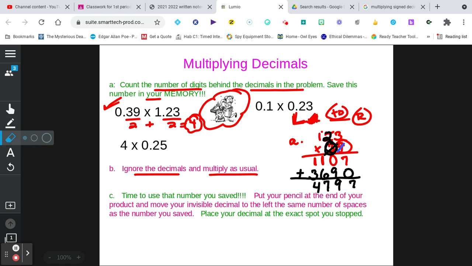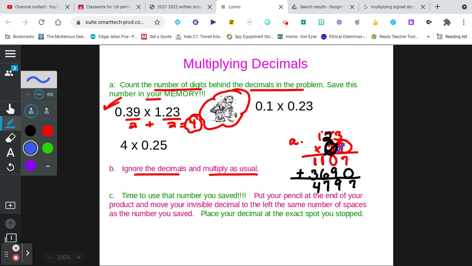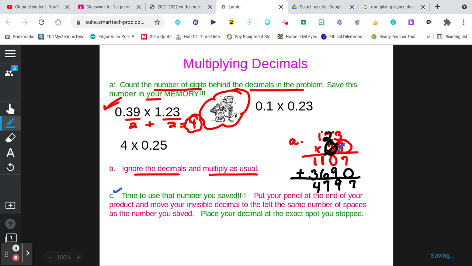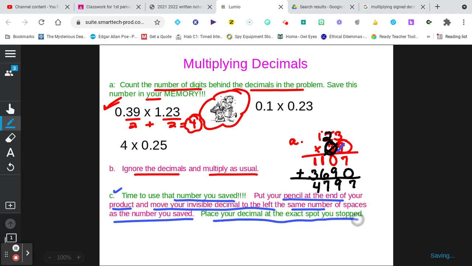All right, so what I'll do now is that number that I committed to memory. Part C is going to tell us what to do. So we're right here. Time needs that number we saved. So you put your pencil at the end of your product. Your product is the answer that you get after you multiply. You're going to move your invisible decimal to the left, the same number of spaces as the number you saved. And you're going to place your decimal at that exact spot you stopped. So the number I committed to memory was 4.